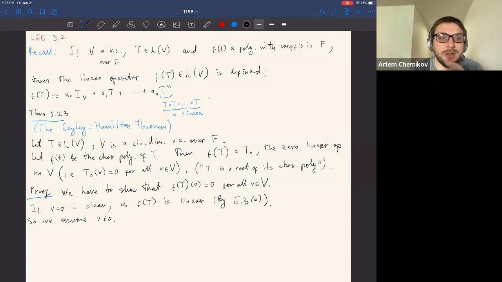All right, so now let's analyze what happens in this case. Take a non-zero v, and we let W be the T-cyclic subspace of V generated by this vector little v.